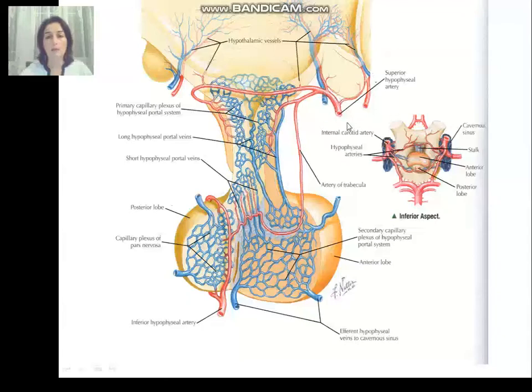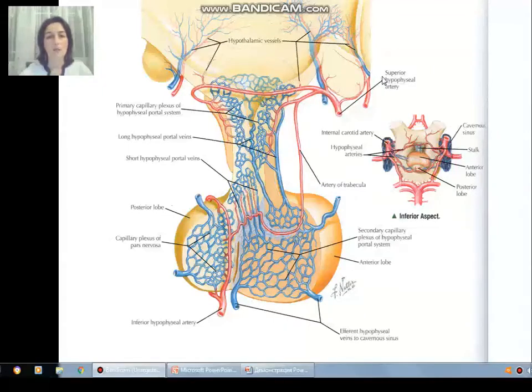Now we are coming to the superior hypophyseal artery. As we see here, the superior hypophyseal artery comes to the median eminence and forms a capillary network here. That capillary network is called the primary capillary network. Then from these capillaries arise venules which form portal veins. As we see here, these are the hypophyseal portal veins.